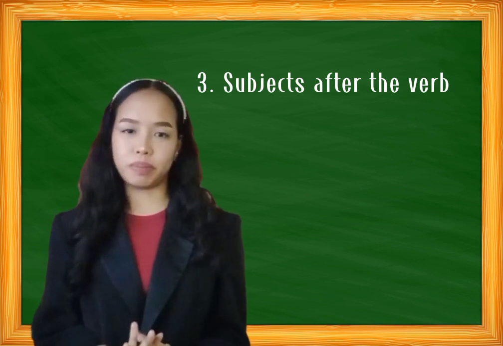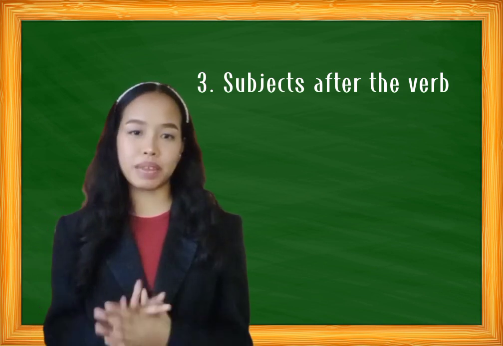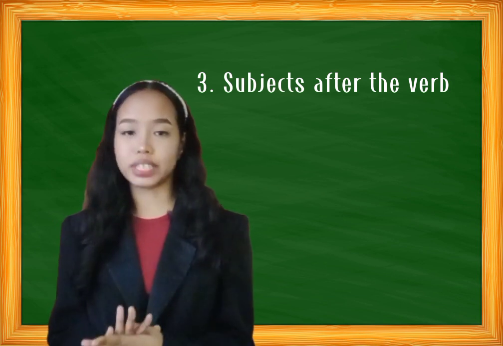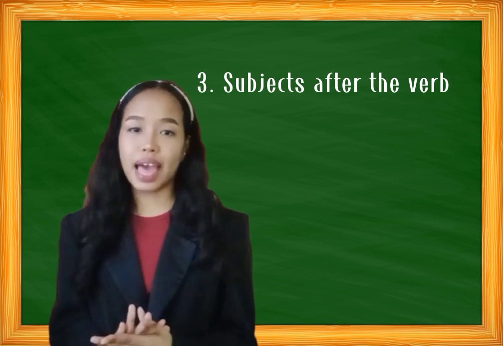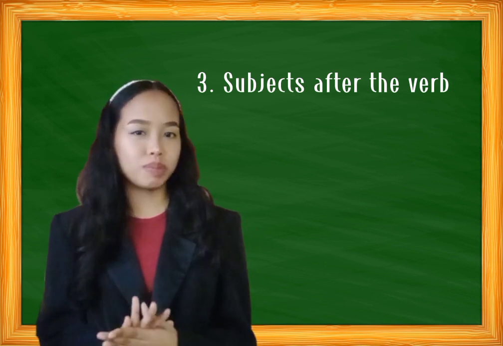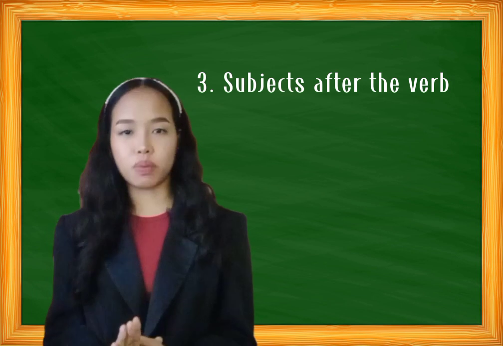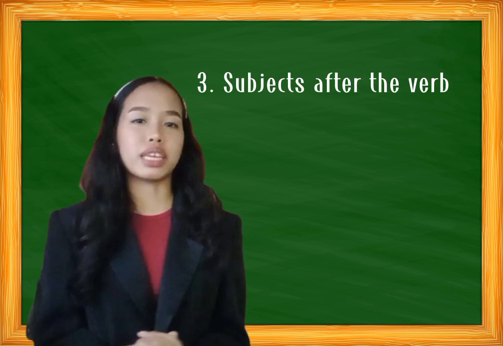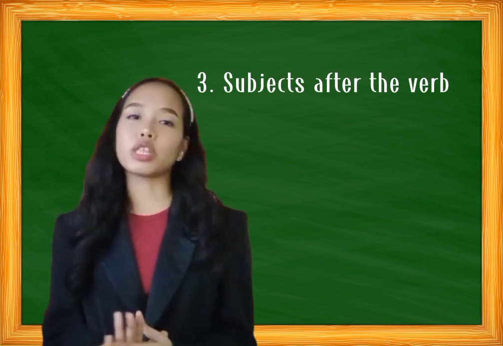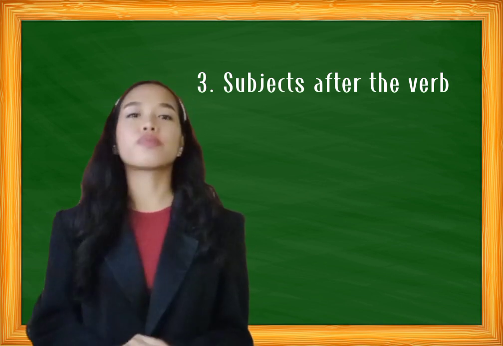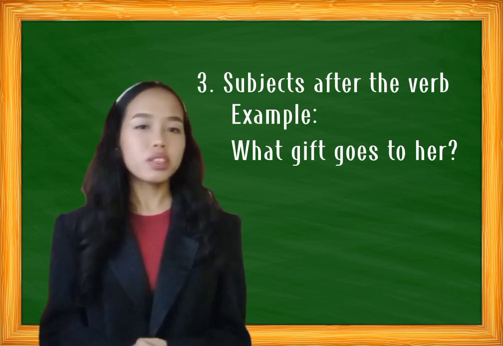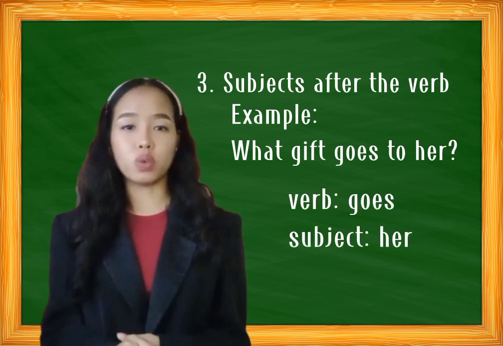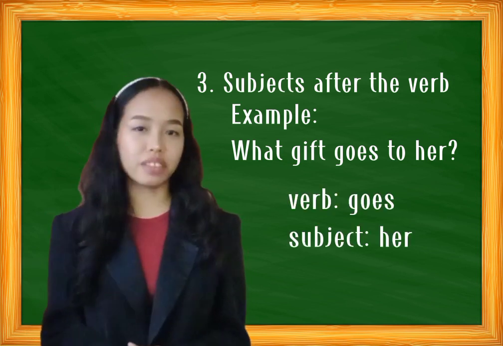Subjects after the verb. Since a subject is placed after a verb, phrases may come at the beginning of a sentence. The verb that comes before the subject must still agree with the subject that we have in the sentence, whether it is in declarative or interrogative sentence. For example, what gift goes to her? The verb goes comes before the subject her.